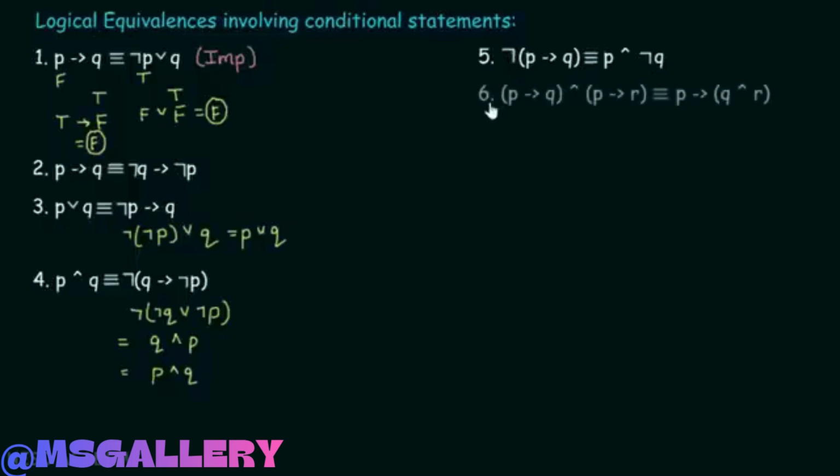Okay. Sixth one is P implies Q and P implies R. This is equivalent to P implies Q and R. How is it like that? Let's try to prove this one. P implies Q and P implies R.